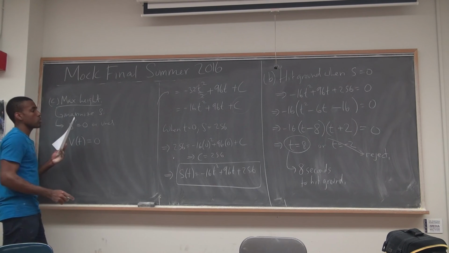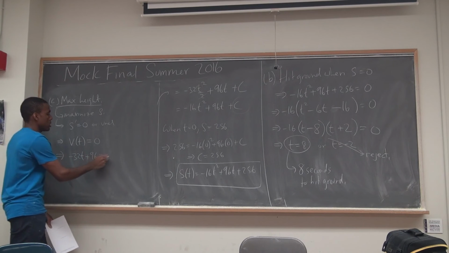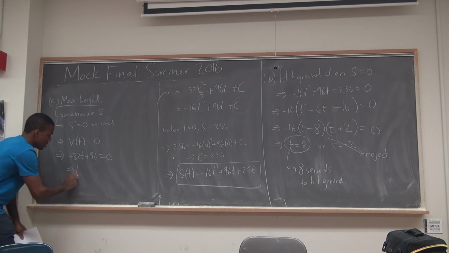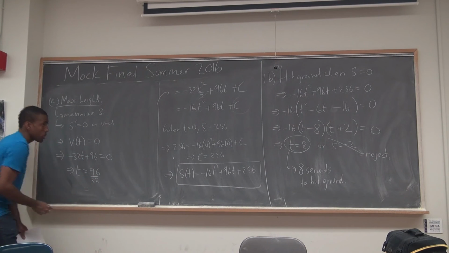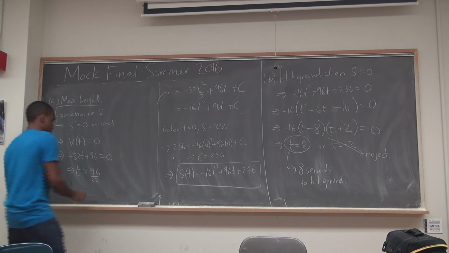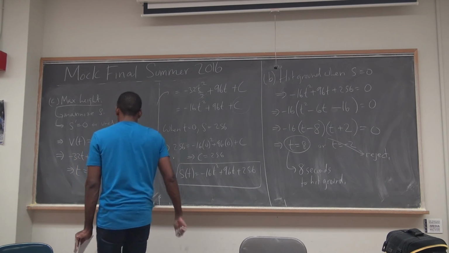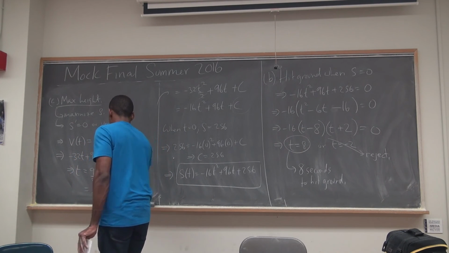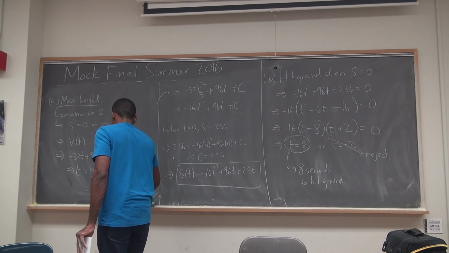Our velocity function was minus 32t plus 96. Set that equal to 0. You get t is equal to 96 over 32. 16 went into both of them. 16 into 96 goes 6 times, 16 into 32 goes 2, so that's 3. So 3 seconds for max height.